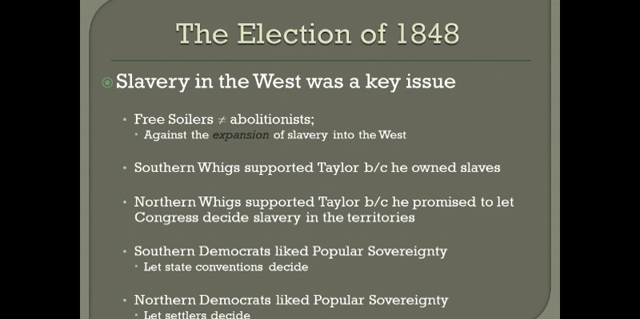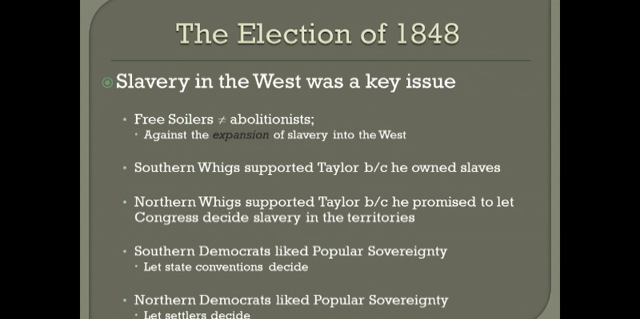Free Soilers did not equal abolitionists. There's an important distinction here. Just because they wanted to stop the expansion of slavery didn't mean that they wanted equality for blacks and full emancipation. They just wanted to stop the spread, not necessarily stop slavery.